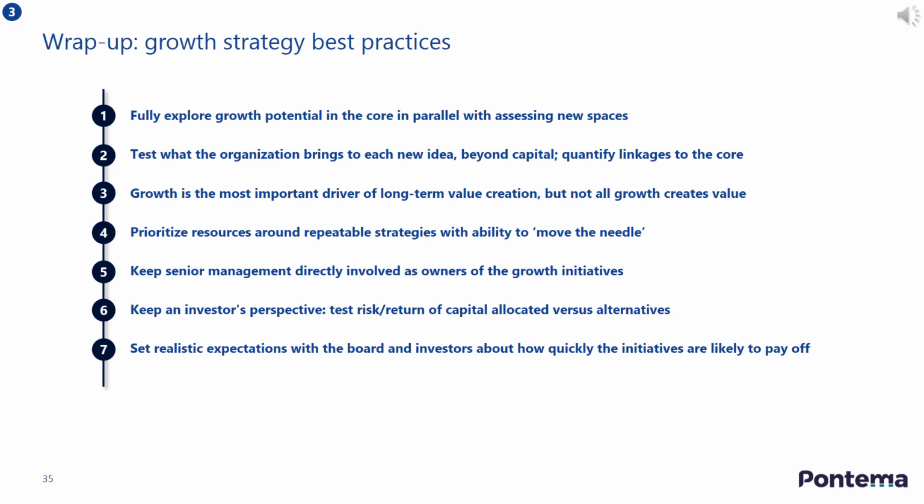Next, keep senior management directly involved as owners of the growth initiatives. They will set the growth aspirations that balance ambition with what is achievable. Also, keep an investor's perspective. Test the risk and return of capital allocated versus alternatives to drive value. The key is to avoid growing bad businesses. Fix these or exit them. And finally, set realistic expectations with the board and investors about how quickly the initiatives are likely to pay off.